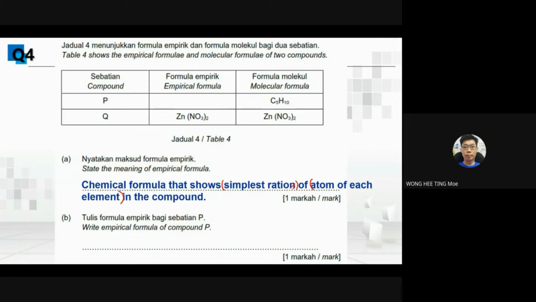And now write the empirical formula for compound P. So what is the empirical formula? The simplest ratio of atoms for each element here. We have carbon, we have hydrogen. So this one should be CH2, right? Okay, CH2. This one is very simple.